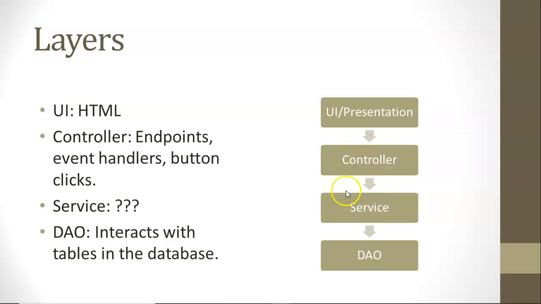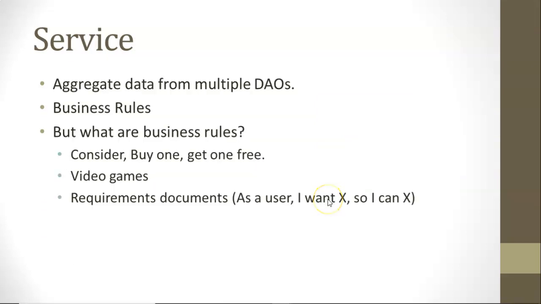Okay, so what does that leave for the service then? The service is going to do anything that is common across all of our different ways that we can interact, our different user interfaces with our application, so it shouldn't be in the presentation or the controller layer. And oftentimes, the service layer is going to do things that cross the boundaries of multiple database tables. So aggregating data from multiple DAOs and applying business rules. But what are business rules?